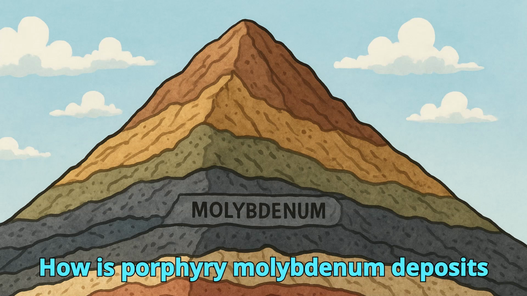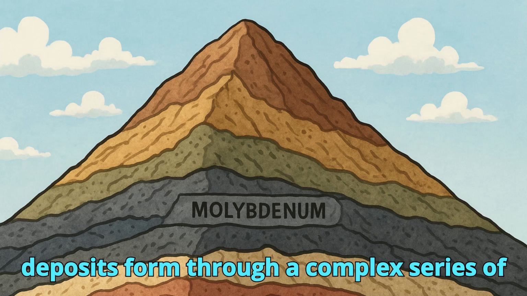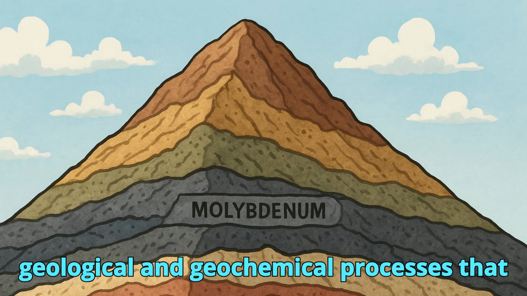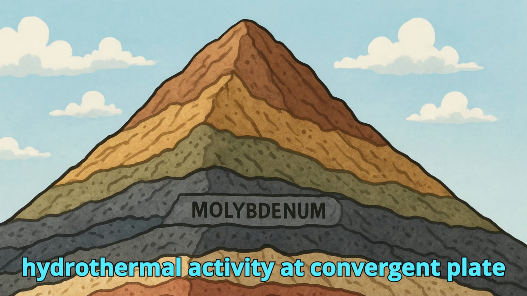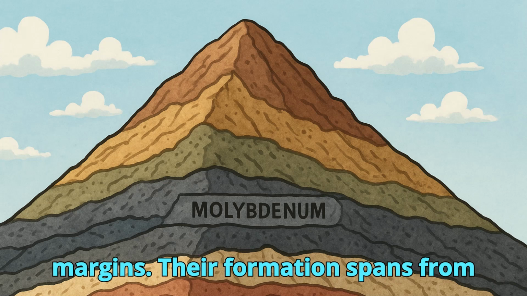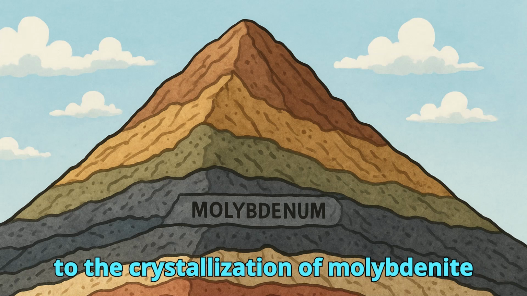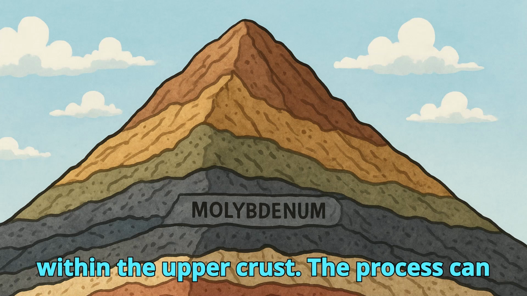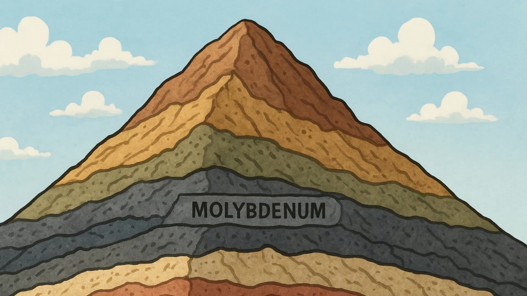How are porphyry molybdenum deposits formed? Porphyry molybdenum deposits form through a complex series of geological and geochemical processes that are closely linked to magmatism and hydrothermal activity at convergent plate margins. Their formation spans from the generation of magma deep in the earth to the crystallization of molybdenite within the upper crust. The process can be broken down into several stages.